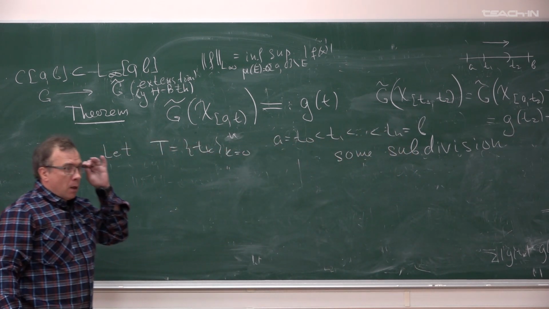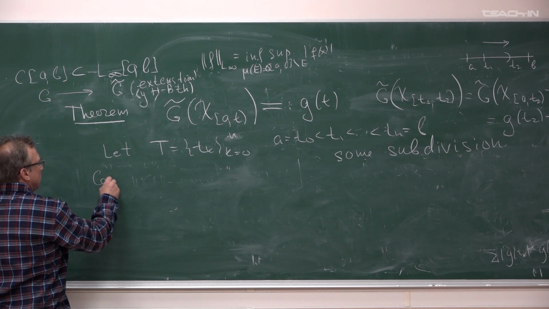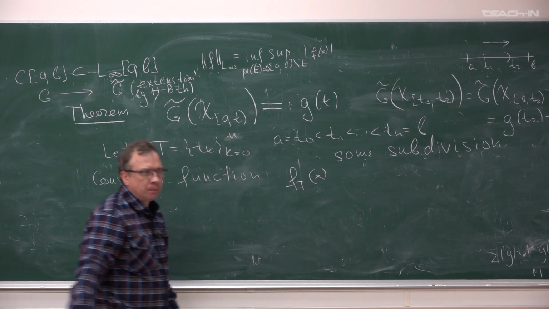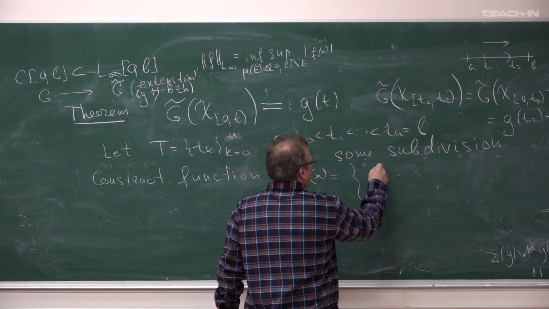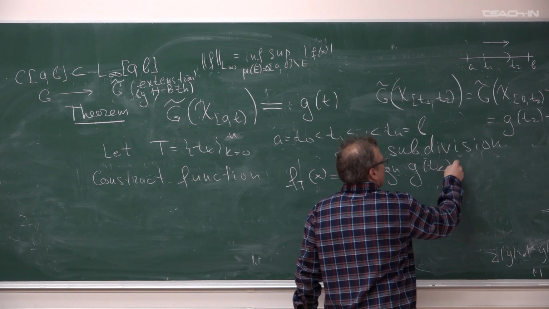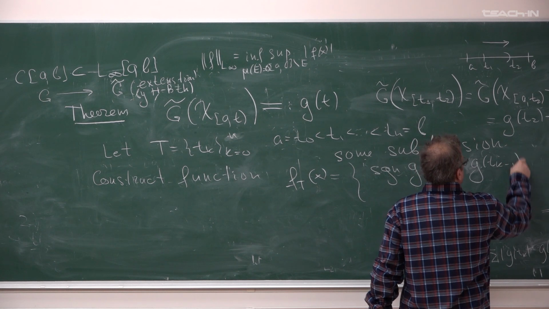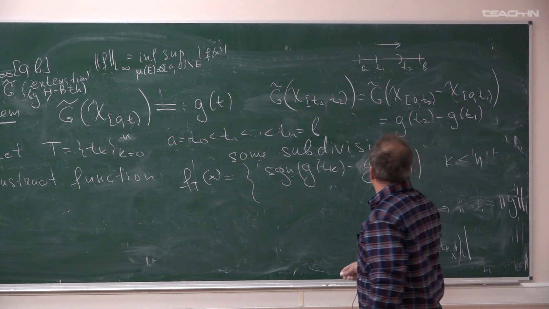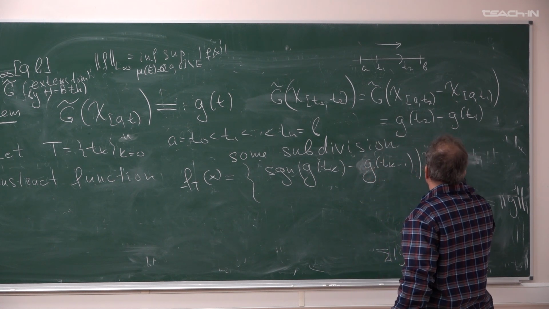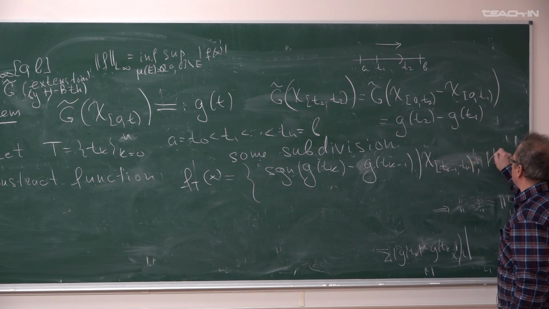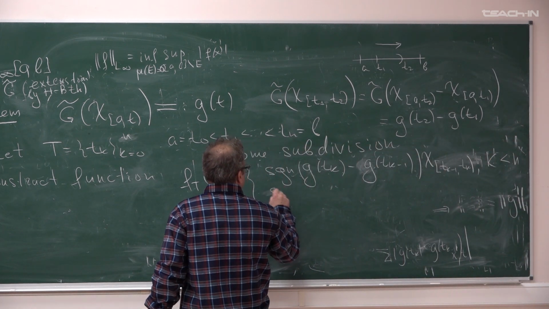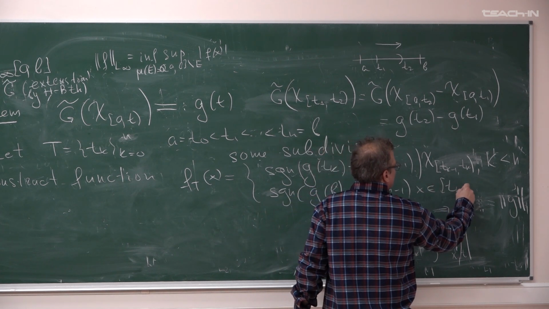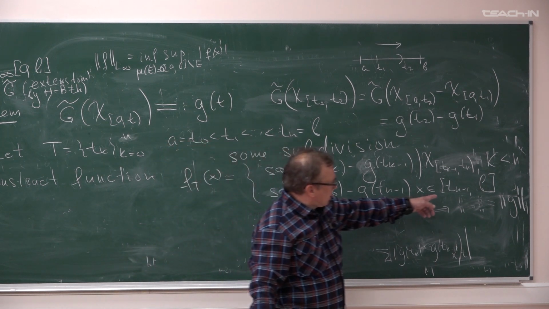Take some subdivision of the interval. By this subdivision, construct the function f sub t of x. It equals signum ... when k is less than n, and equals signum ... It's just because the last interval must be closed.